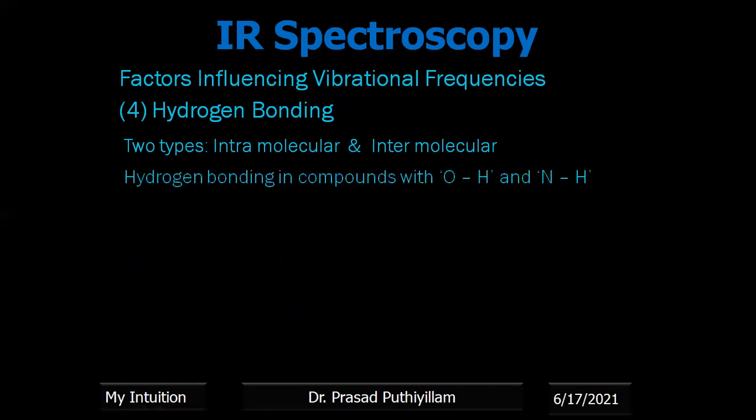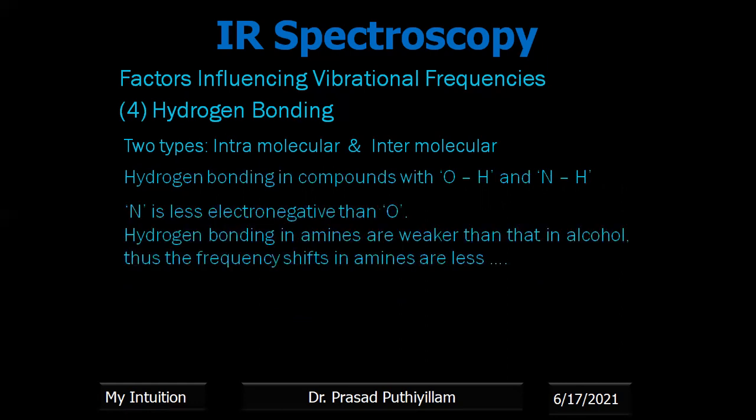Now, hydrogen bonding in compounds containing an OH bond as well as an NH bond. This is again the same explanation which I gave just previously. Nitrogen is less electronegative than oxygen. Hydrogen bonding in amines is weaker than that in alcohol.